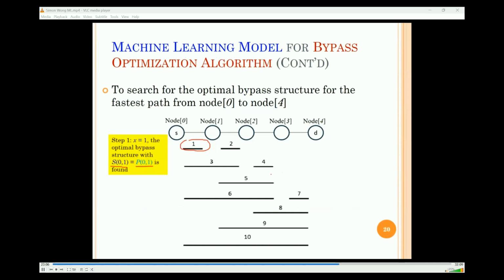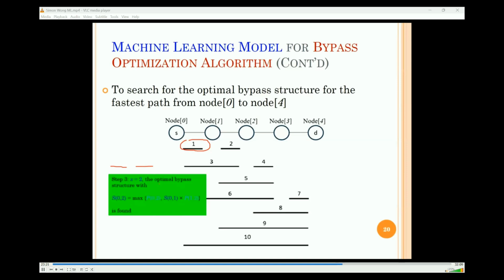Now next, at step 2, the optimal bypass with the highest availability P between node 1 and node 2 is found. Then step 3 is at this time, x is equal to 2. So you see right here, x is 2. Previously, x is 1.